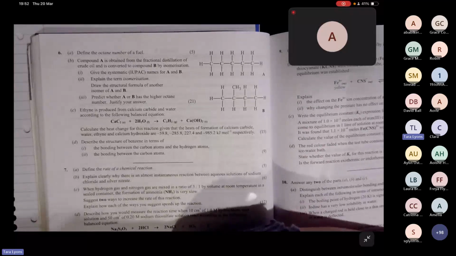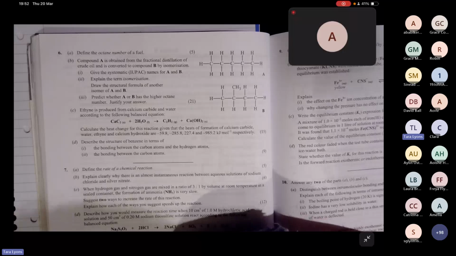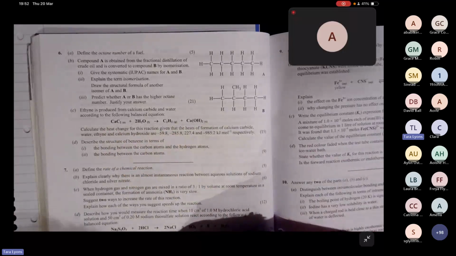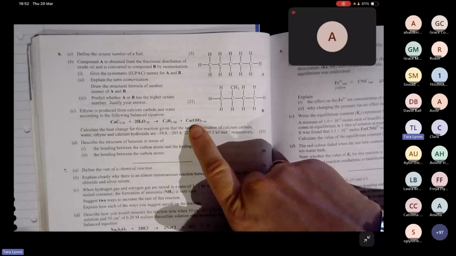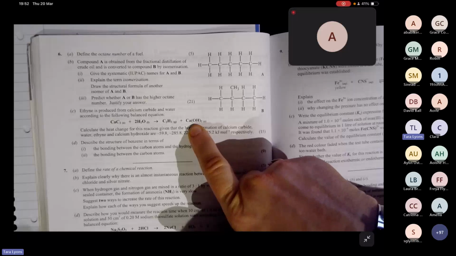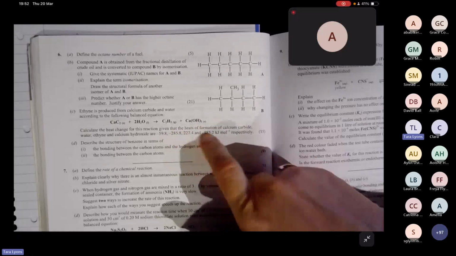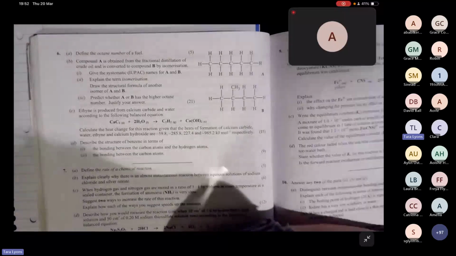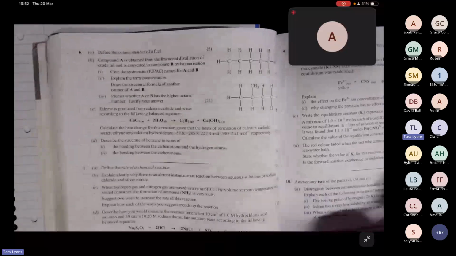All right. But here we're looking at ethyne is produced from calcium carbide and water, and they've given me this balanced equation. Ethyne we get from calcium carbide and water, and they want me to calculate the heat change for this reaction. They want me to find the heat change for that very reaction. And we've been given the heats of formation of 3 things, folks. Actually 4 things. I've been given 4 pieces of information.